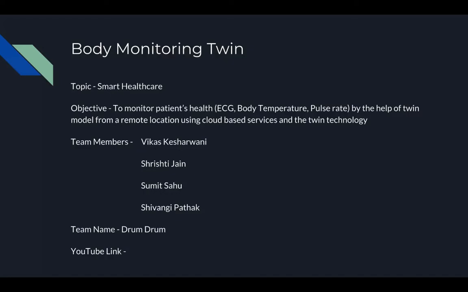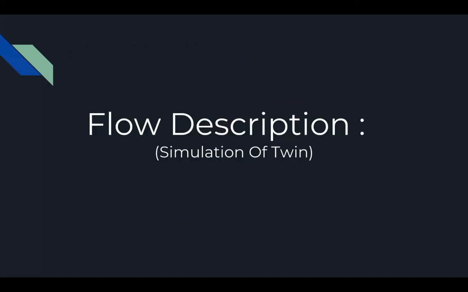There are various parameters such as ECG, body temperature, pulse rate, etc. that can be used to monitor patients' health with the help of the twin model from a remote location using cloud-based services and twin technology. Let us begin with the flow description of our model: how the physical system is connected to its replica, that is the digital twin, how the twin will be simulated, and so on.